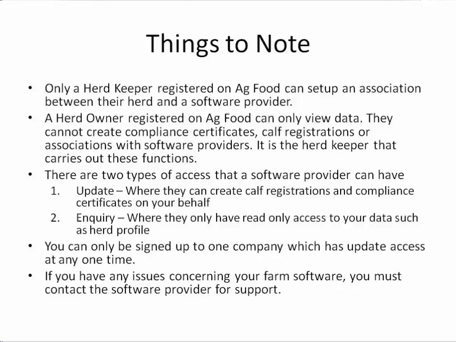There are two types of access that a software provider can have. One, update, where they can create calf registrations and compliance certificates on your behalf. Two, inquiry, where they only have read-only access to your data, such as herd profile. You can only be signed up to one company which has update access at any one time. If you have any issues concerning your farm software, you must contact the software provider for support.